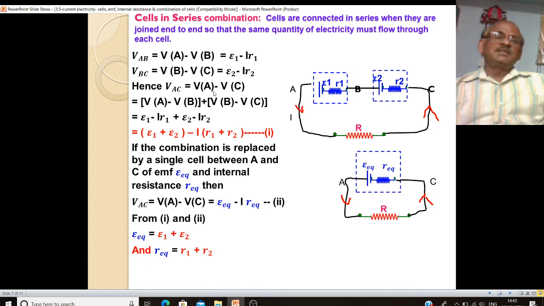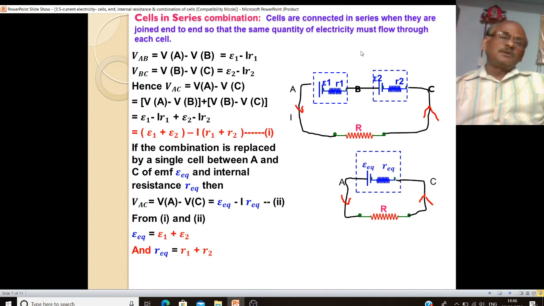So what will VAC, equal to VA minus VC, be? If we add and subtract VB, we will find VAC equal to VA minus VB plus VB minus VC. And VA minus VB is nothing but VAB, and VB minus VC is nothing but VBC. Substituting the values of VAB and VBC, we get VAC equal to E1 plus E2 minus I(R1 plus R2). Let it be equation 1.